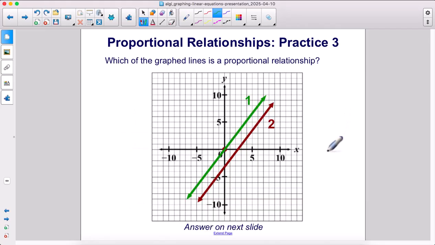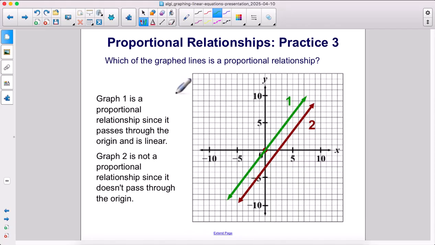Which of the graphed lines is a proportional relationship? Graph 1, in green, is a proportional relationship since it passes through the origin and it's linear. Graph 2 is not a proportional relationship since it doesn't pass through the origin.